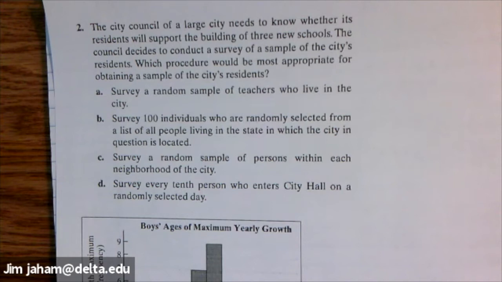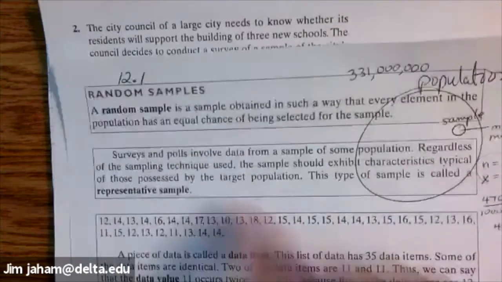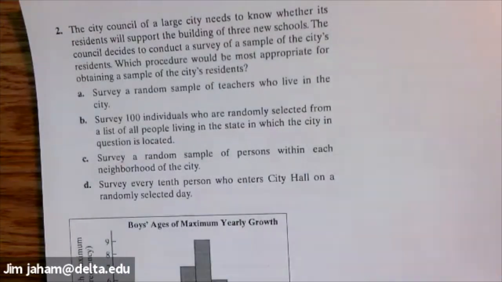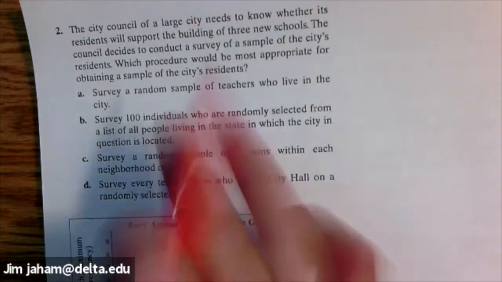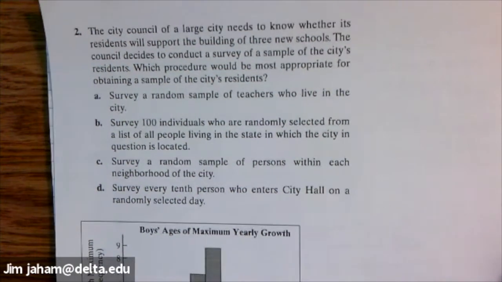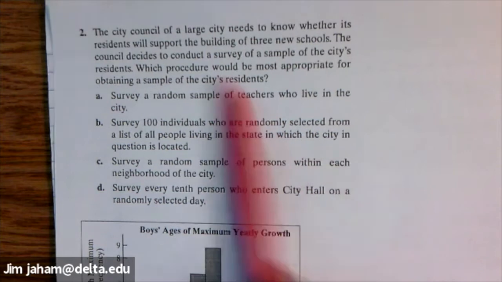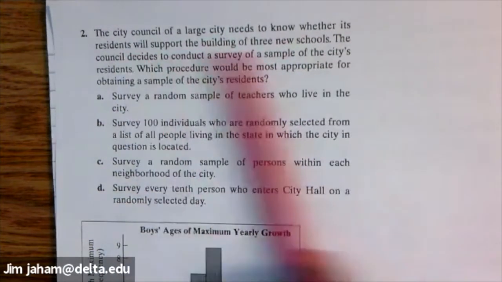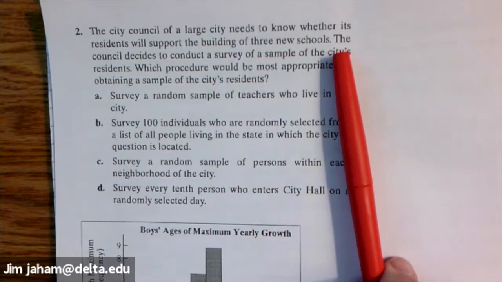All right, so this problem over here with taking a random sample, the idea is to get a representative sample. They'll ask you a question like this: imagine that you want to get the views of everyone in a large city, and you want to know whether the residents will support the building of 3 new schools.